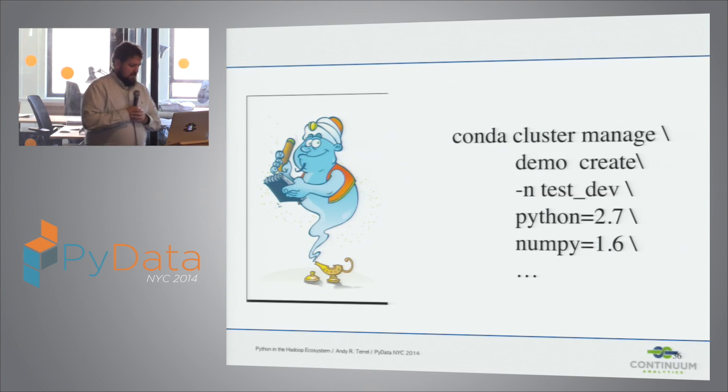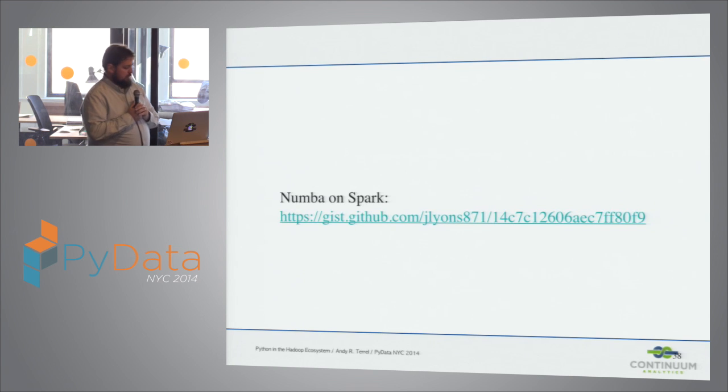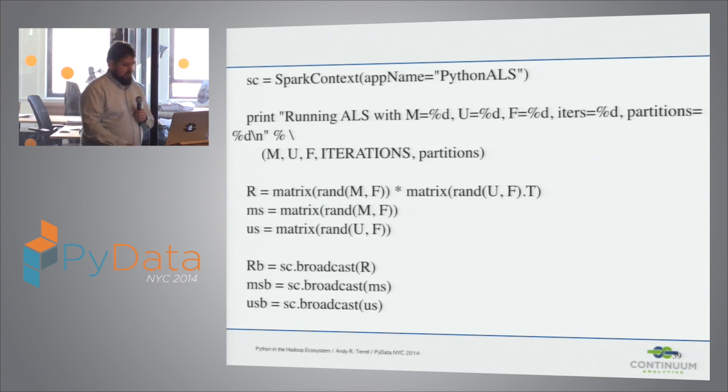So the first thing I say is Conda cluster, please manage my cluster. We haven't completely figured out the CLI to this thing, but it'll get better. So I tell it, give me a demo cluster and please create me a test environment. And on that I say, give me Python, give me NumPy, give me Numba, and so on and so forth. And then I say, Genie, make Spark faster.